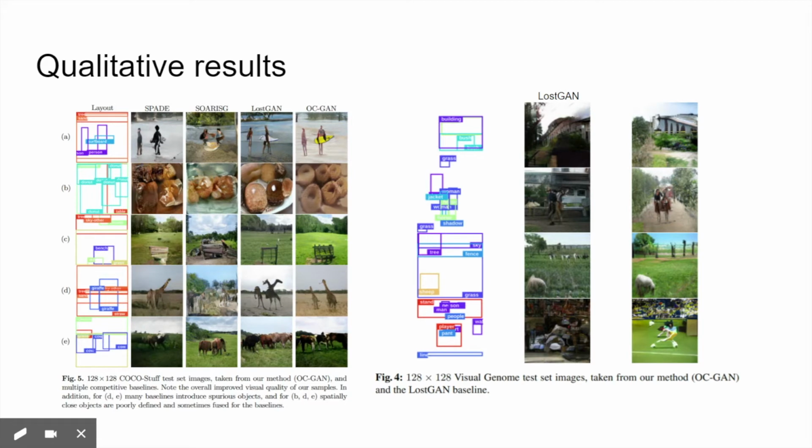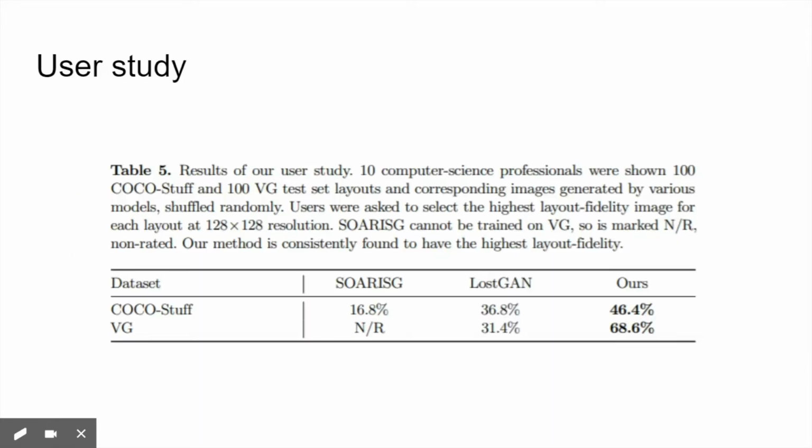Qualitative results. As you can see here, these are generated images that are taken at random. While many of the baselines introduce spurious objects, overall, we tend to match the input layout very well. This has been confirmed by manual evaluation by many researchers at random. So the user study confirms what I was saying. People judge our images to have significantly higher layout fidelity.